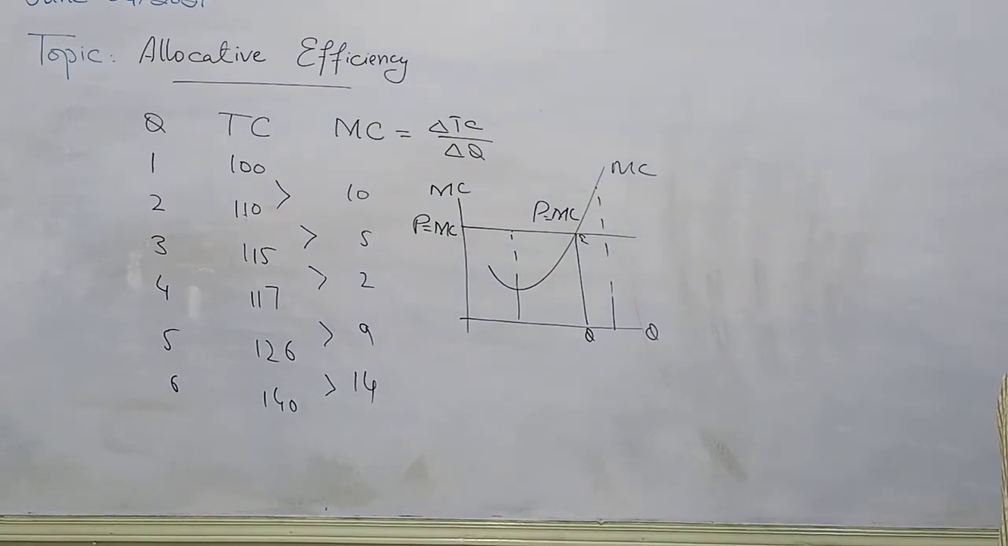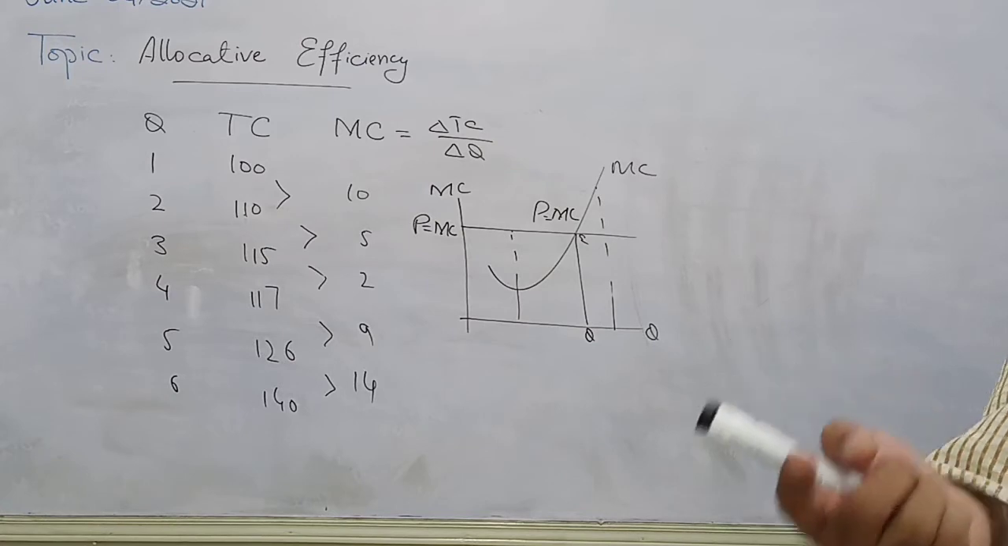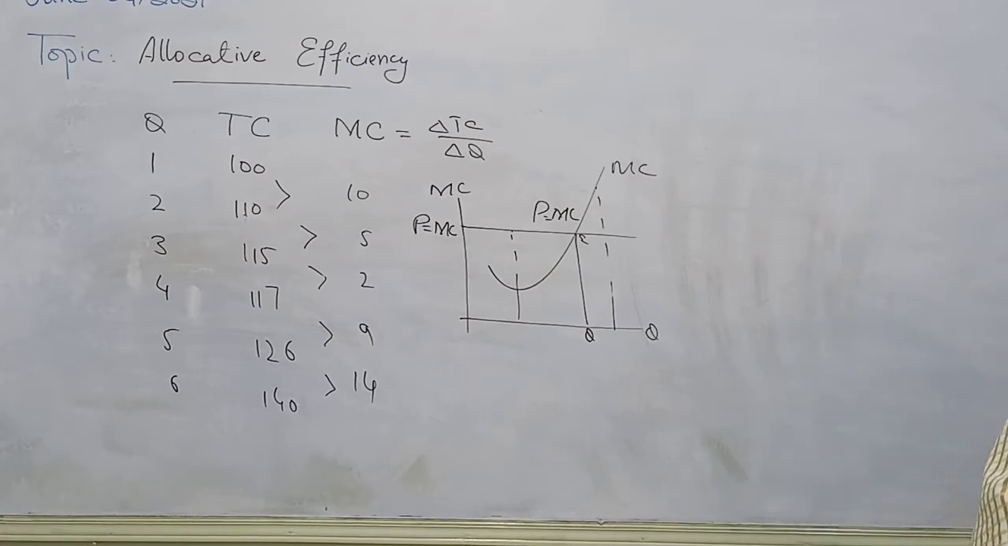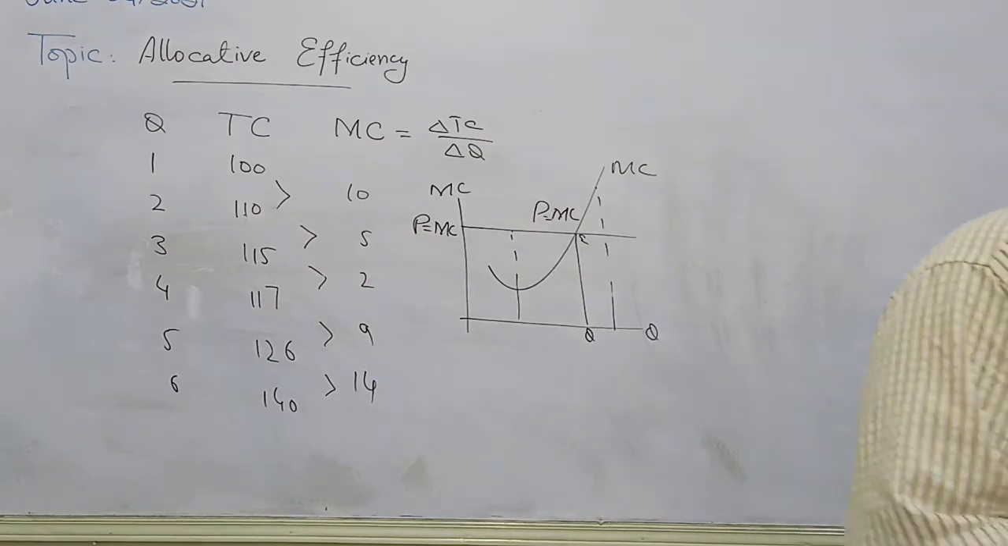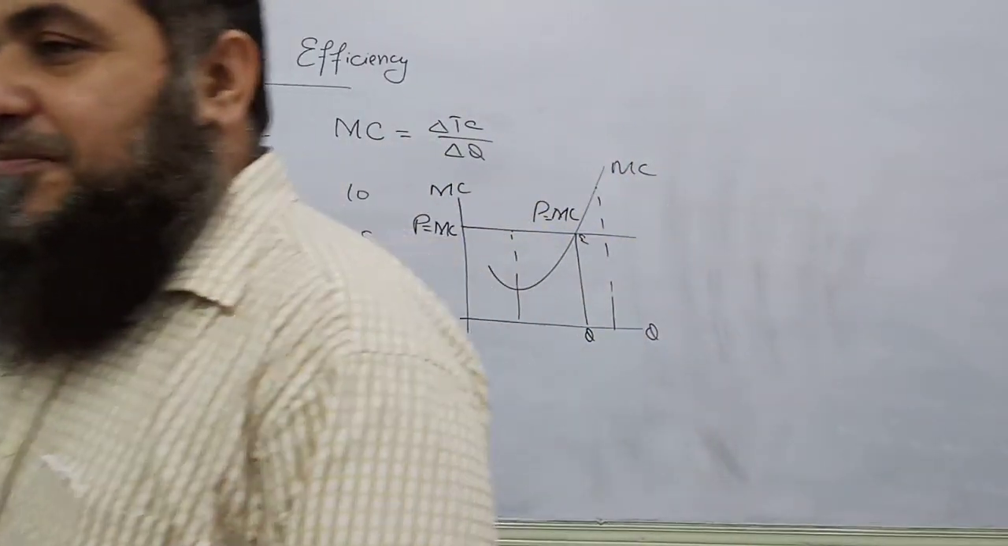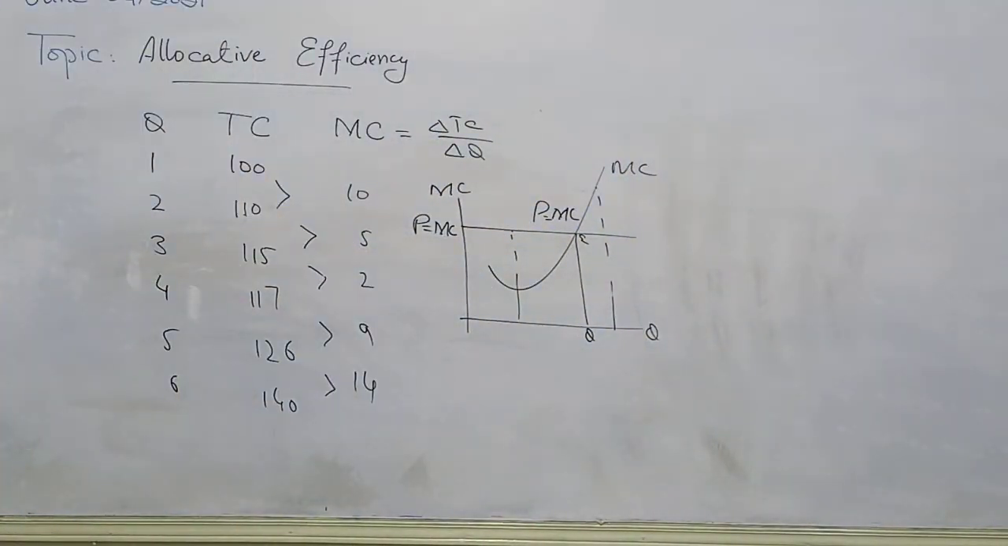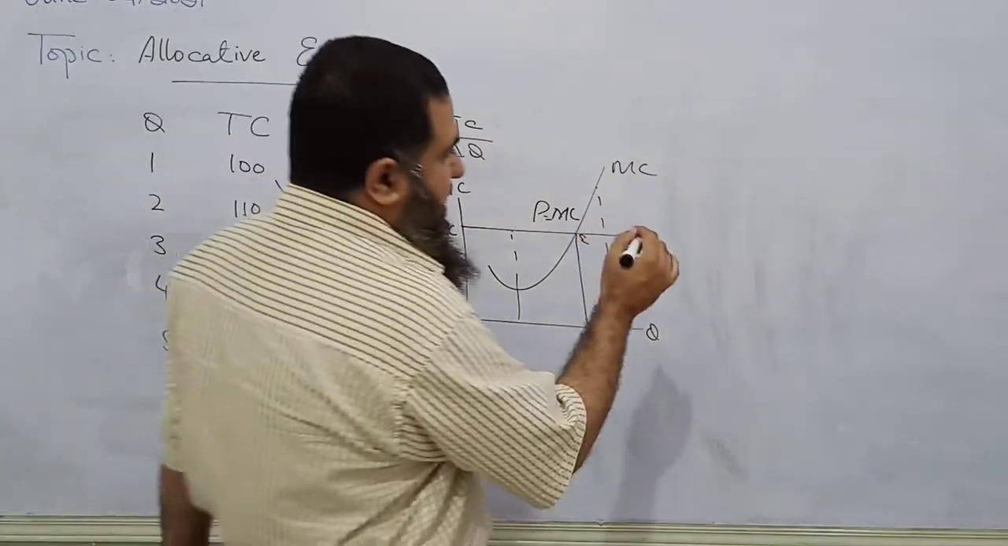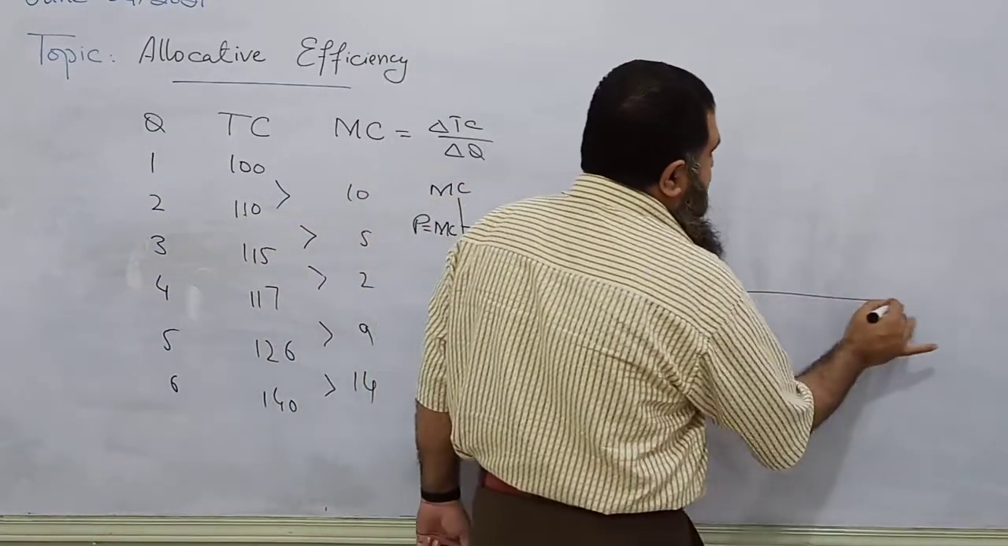Follow? So if we combine both productive and allocative efficiencies of the firm in a single diagram, then if a firm is able to achieve both, we can easily say the firm is achieving economic efficiency, because both the conditions of productive and allocative efficiencies have been fulfilled. Now the firm will be able to achieve economic efficiency. I am drawing it over here, so you can better understand.